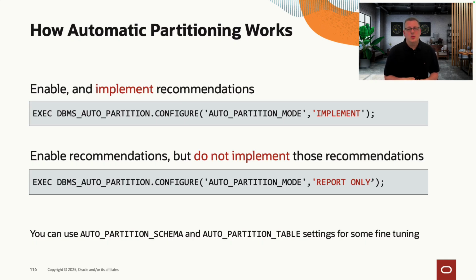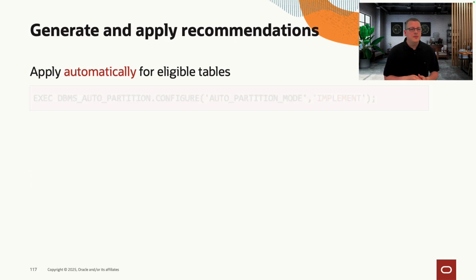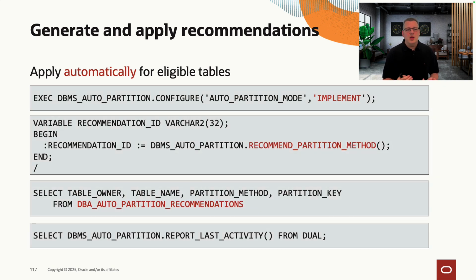Or I can set it to report only. When I set it to implement and I call the recommended partition method, Oracle will do everything for me. It will partition my indexes and my tables, and then I can check this view later, or I can generate the report to see all the changes. When I set it to report only, then I can generate the report, analyze the changes, and then I can implement them one by one. I don't need to do it for my entire database. I can do it, for example, for just one table.